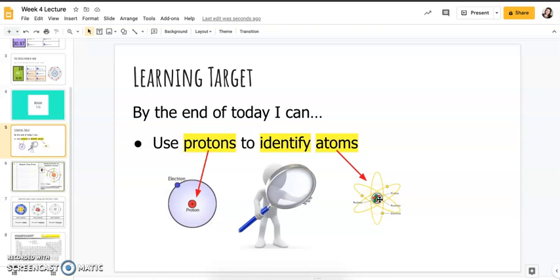Okay, so for your next assignment, you're going to be getting the same practice. You're going to be doing the same thing. You're going to be using protons to identify atoms. If you have any questions, you can rewatch the video, which I suggest you do. And if you still have questions after rewatching the video, contact me.